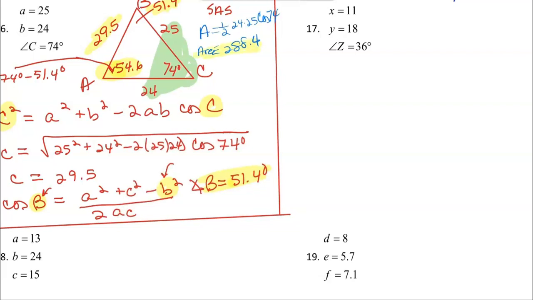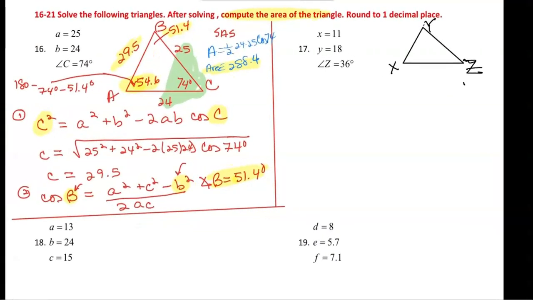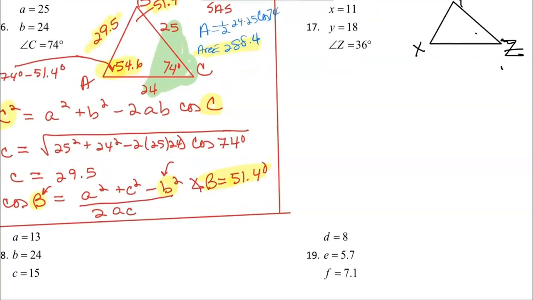Okay, that brings us now to our next problem. For number 17, draw your triangle. Remember, don't draw it as a right triangle because you don't want to assume it's a right triangle. It is not. So this is X, Y, and Z. Z is 36 degrees, and x, which is across from big X, is 11, and y is 18.